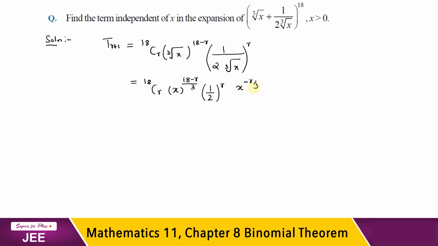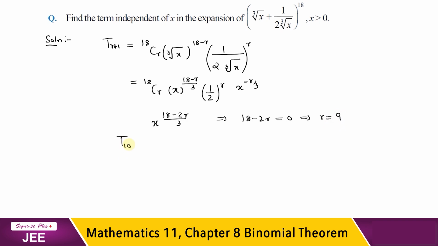minus r by 3. In the power of x we have (18 minus r) by 3. In the power of x we have minus r by 3. So the powers of x, these two, are going to be added. So this becomes x raised to the power (18 minus 2r) divided by 3. Alright, why am I interested in the power of x? Because we have been asked about the term independent of x. So as soon as the power of x vanishes, that term will be independent of x. So basically 18 minus 2r has to be equal to 0, which gives us r equals 9. And when r is equal to 9, then the 10th term will be the term independent of x.